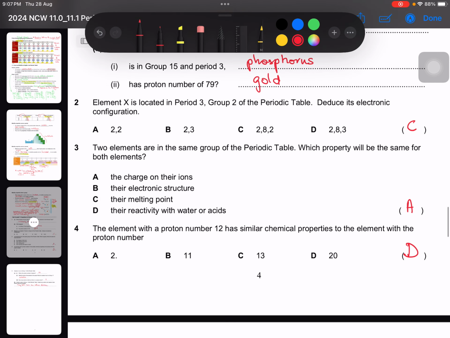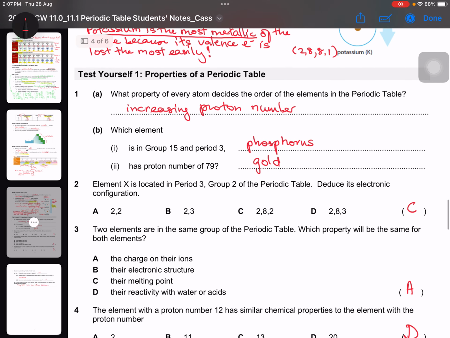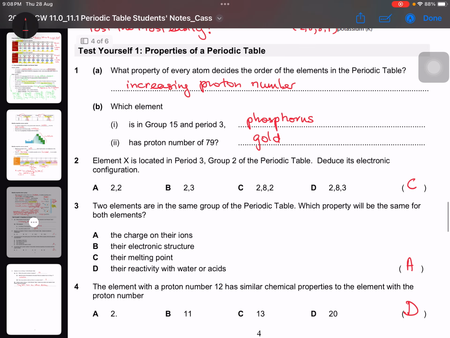Okay, some basic explanation. So how do you know which element is in group 15 and period 3? I think number 1 is quite easy. You just check your periodic table. Number 2, if it is period 3, it means that it will have 3 electron shells. If it is in group 2, it means that it will have 2 valence electrons. So which one satisfies these 2 criteria? Answer is C. All right, 3 electron shells, and the outermost shell has 2.